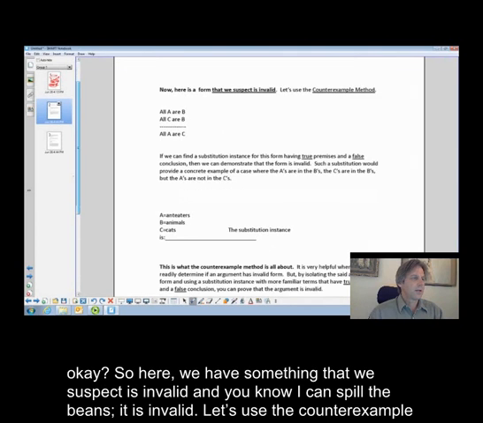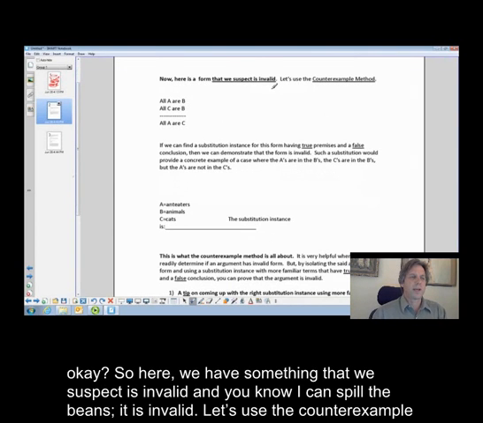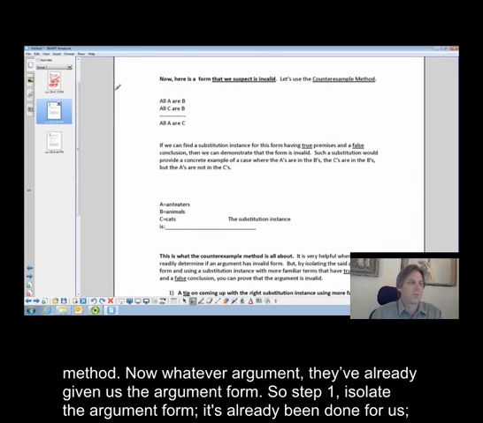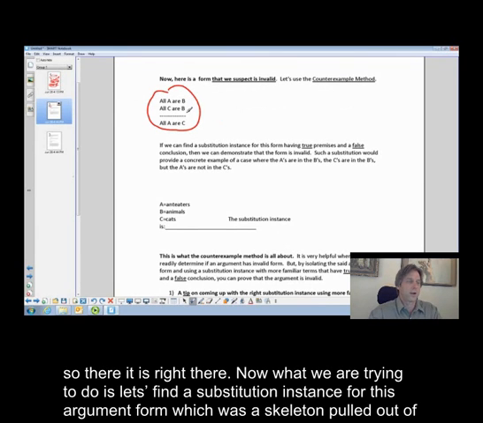So here we have something that we suspect is invalid, and I can spill the beans. It is invalid. Let's use the counterexample method. Now, whatever argument, they already have given us the argument form. So step one, isolate the argument form. It's already been done for us. So there it is right there.